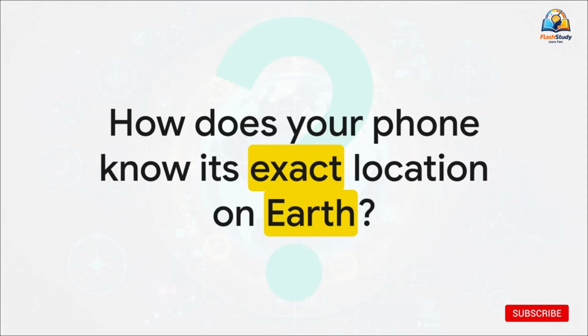Okay, so think about this for a second. How does your phone, the one right in your hand or pocket, know exactly where you are on this giant planet? We're talking a rock that's almost 25,000 miles around. It feels like magic, right? Well, it's not. It's all thanks to a grid.